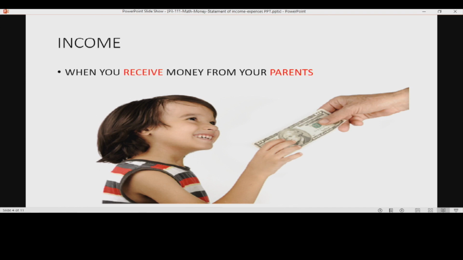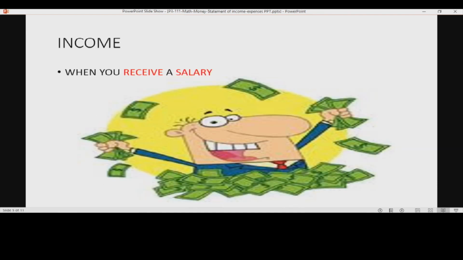This is sometimes called pocket money. Have you ever heard the phrase pocket money? Yes. Once a week your parents will give you a little spending money that you can spend on yourself. And this is called pocket money. Money to keep in your pocket. And also, when you're older, you will all get jobs. And for the job you do, you will receive money. And this money is called salary. So income, when you receive a salary.